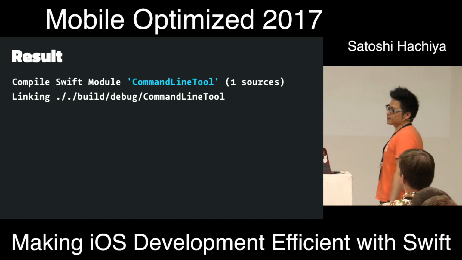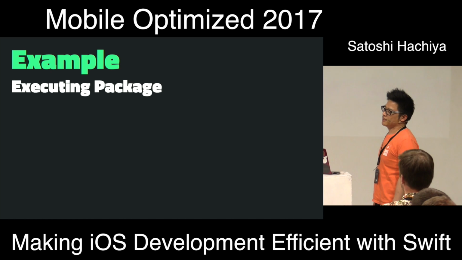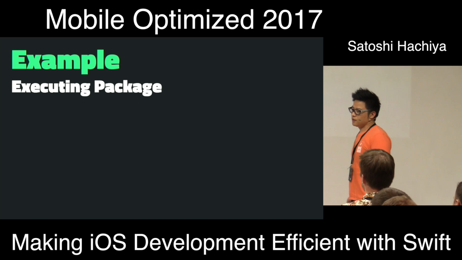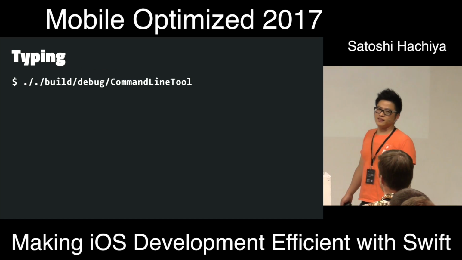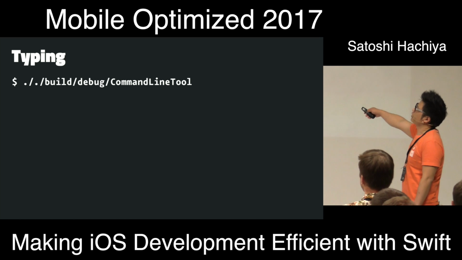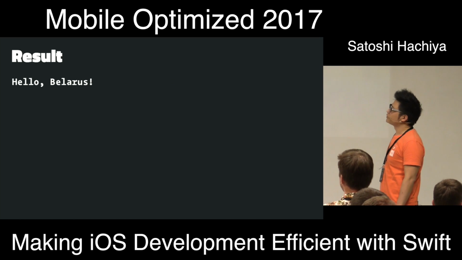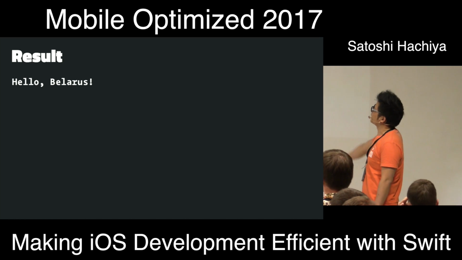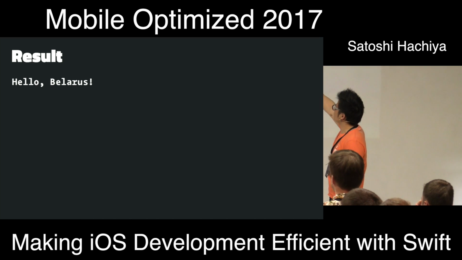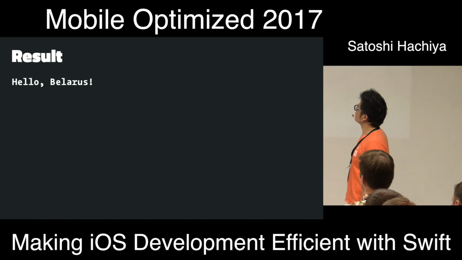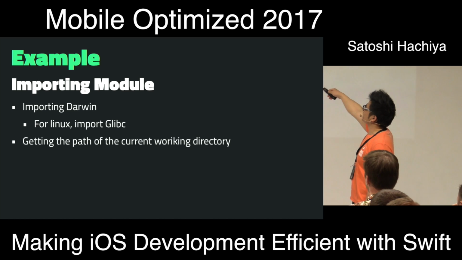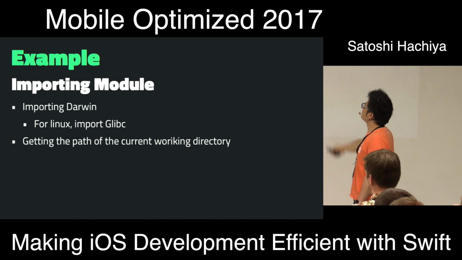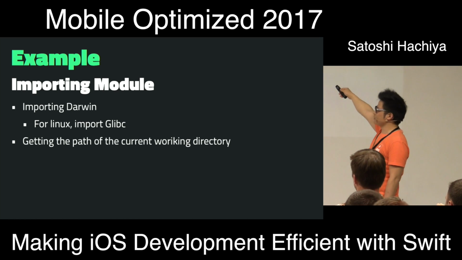The example is building a package with the Swift Package Manager. To build the Swift package, type the swift build command. Then the compiled binary is created in the following directory. In this case, we build with no option, so it is created in the debug directory.